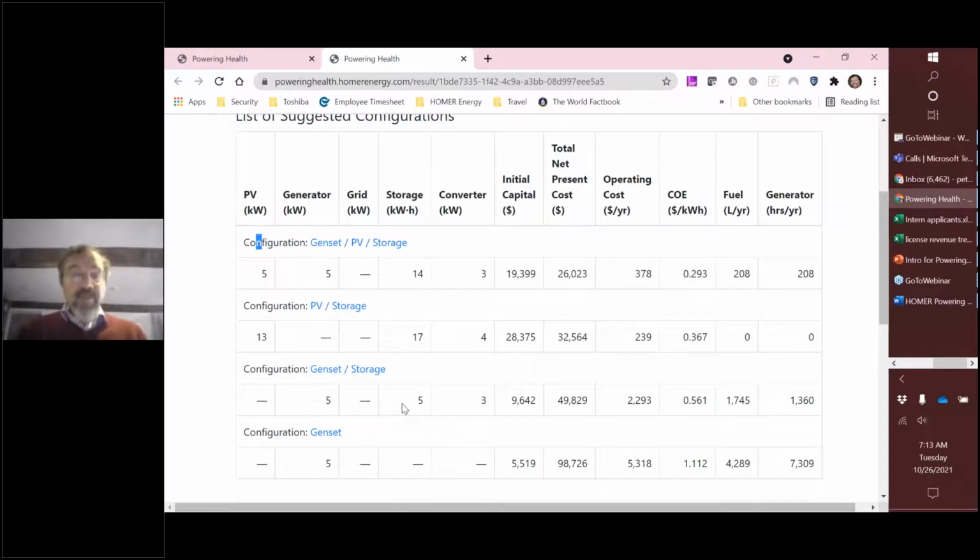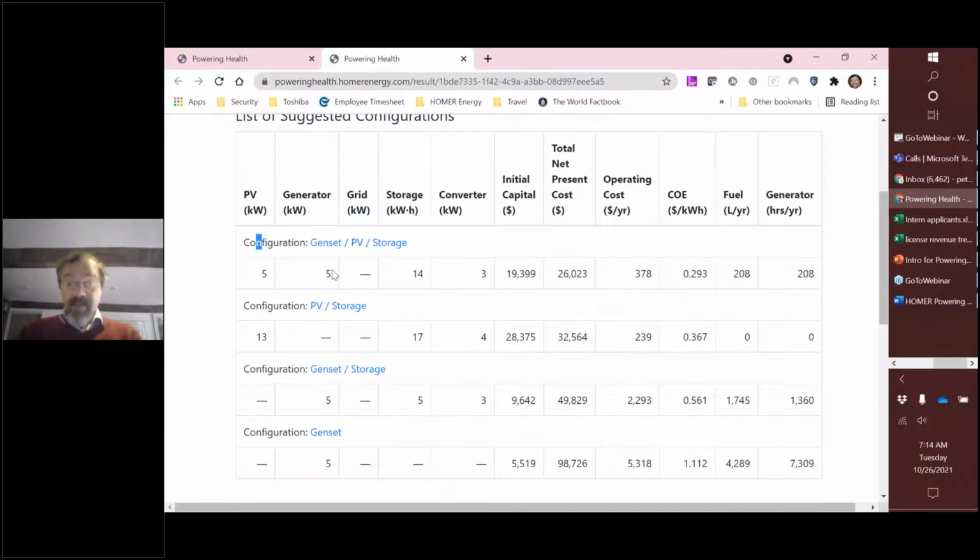And for that small clinic, it says the least cost system has a 5 kilowatt generator, a backup generator that is probably there already, and 14 kilowatt hours of batteries, and 5 kilowatts of PV. And here's just some initial summary information about it.